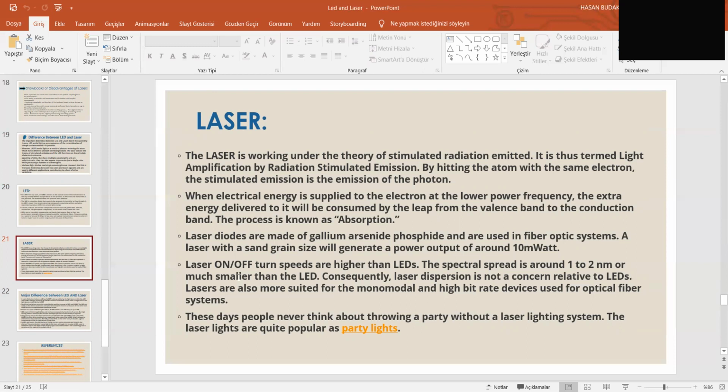These days, people never think about throwing a party without a laser lighting system. The laser lights are quite popular as party lights.